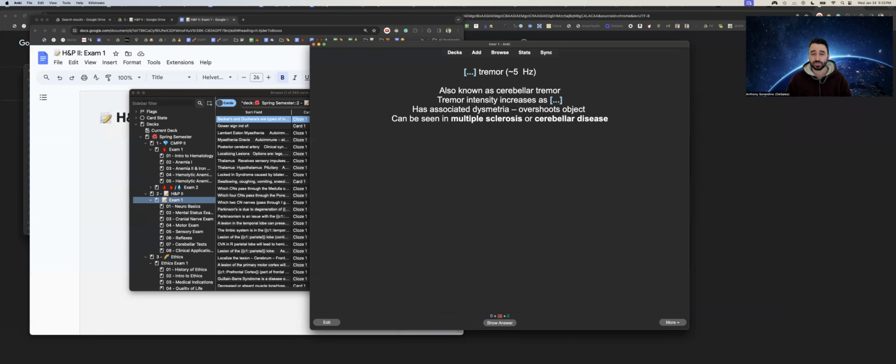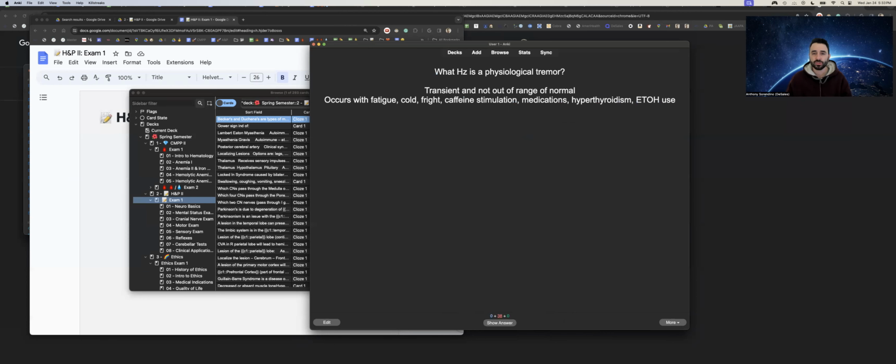All right, a blank tremor, this is at 5 hertz, also known as a cerebellar tremor. Tremor intensity increases as I approach the object. Oh, what is this called? Oh, intention. This is an intention tremor. Yep, good.